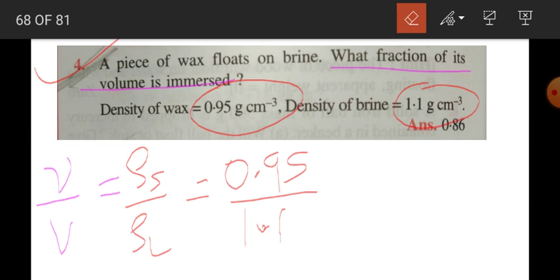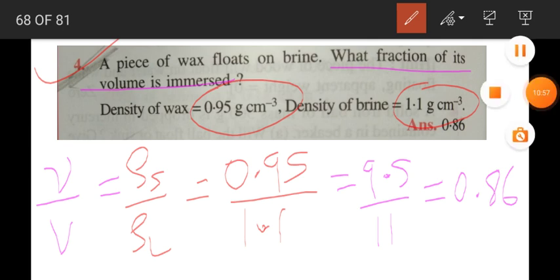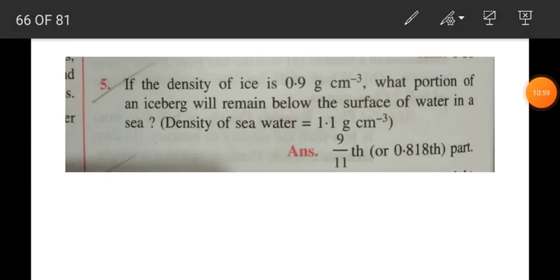If I multiply up and down by 10, it will be like 9.5 divided by 11. If you solve it further, you will get 0.86. This much portion is immersed in the brine solution. Let's check a few more numericals. Check this one. This is an example of an iceberg.